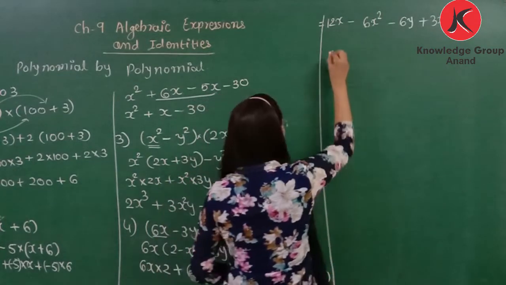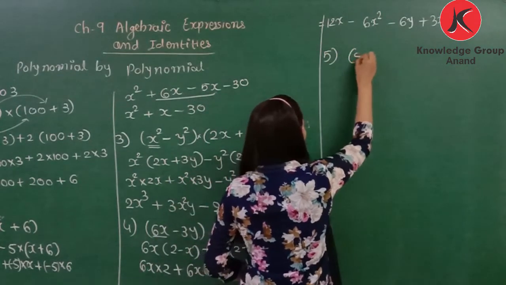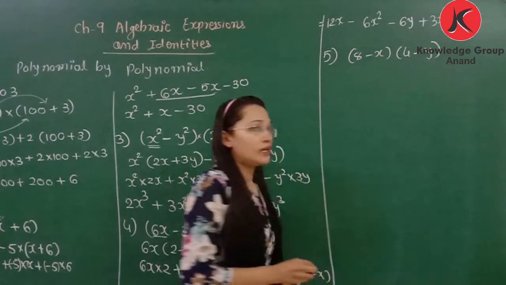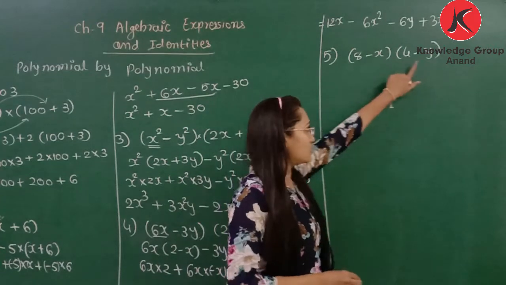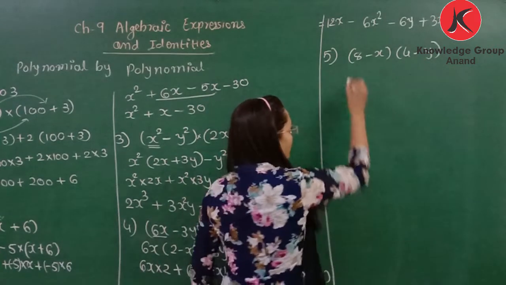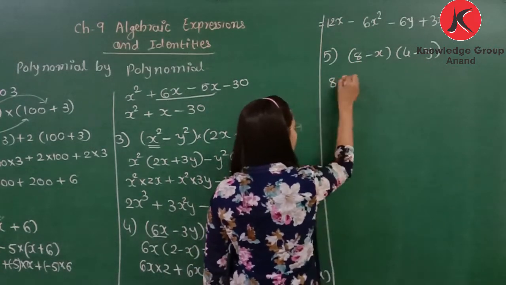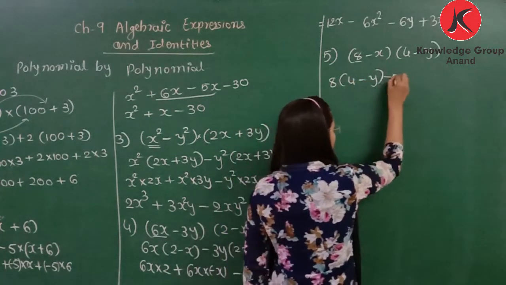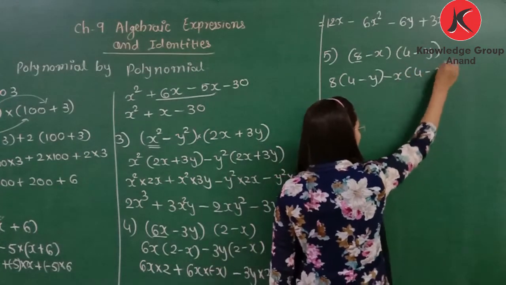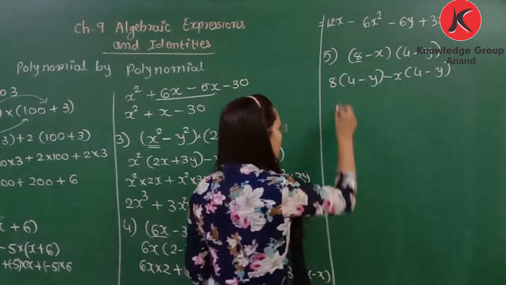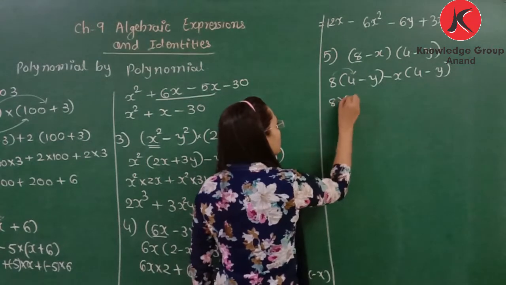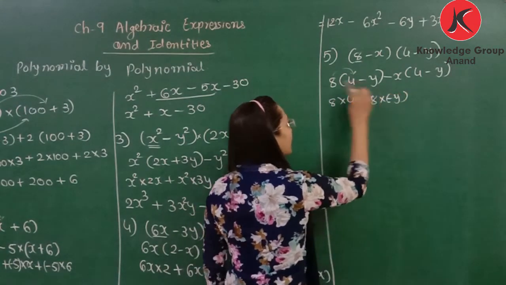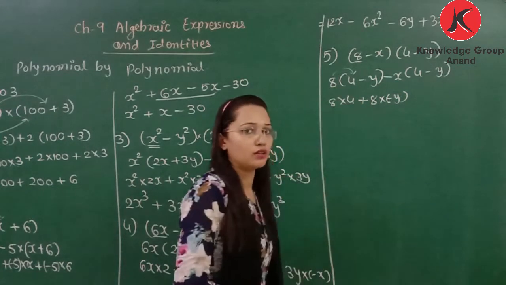Let's take one more example related to sign. 8 minus x, 4 minus y. Now here you can see this is minus x and this is minus y. So first we multiply 8 with the whole bracket, 4 minus y. Then minus x is multiplied with 4 minus y. Now here 8 is multiplied with 4 and 8 is multiplied with minus y. Here 8 is positive, so I write plus 8.